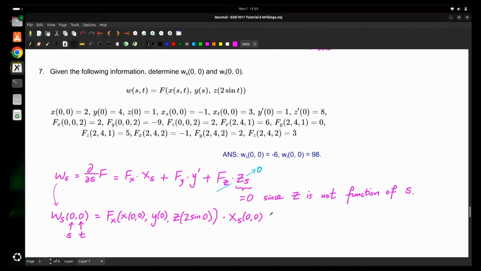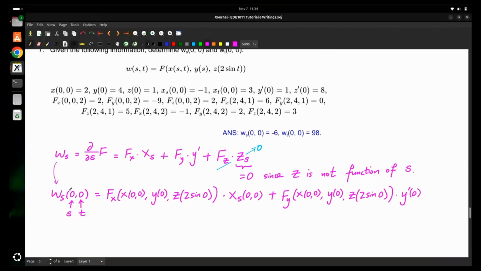Then the second term. So F sub Y must be F sub Y at the same coordinates. Okay? Then you have your Y prime. So Y prime is a function of S. So therefore this is 0. Okay? Because your S equals to 0. So Y prime at S equals to 0. Then the last term, of course, is equivalent to 0. No need to write. So now you need to look at this expression.